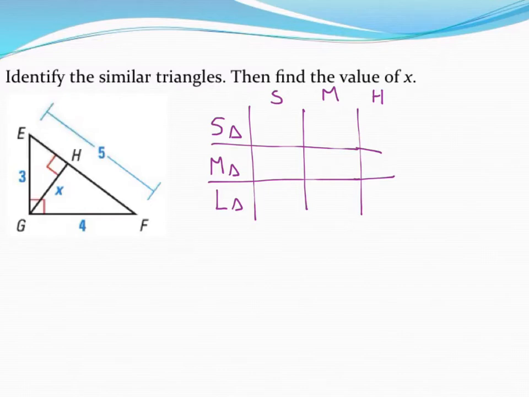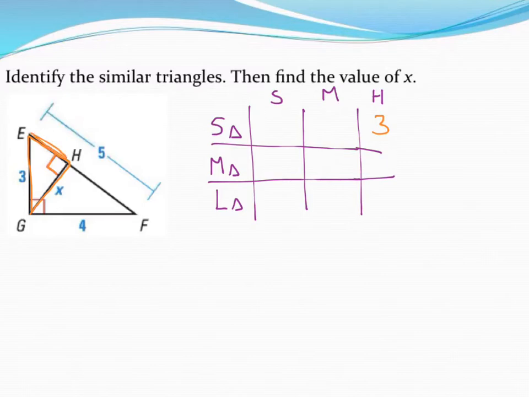So let's start with the small triangle. If you look, and this might be helpful to do in colors, let's go ahead and trace out that small triangle. So it's that right triangle right there. I can see that 3 is going to be the hypotenuse. It's across from the right angle. So in my chart, let me go ahead and put a 3 for the hypotenuse. And I can also see that x is the medium length side. This side right here looks to be the shortest side.